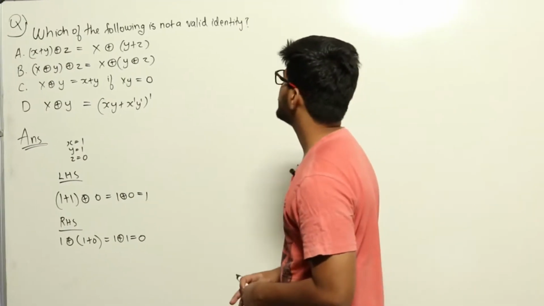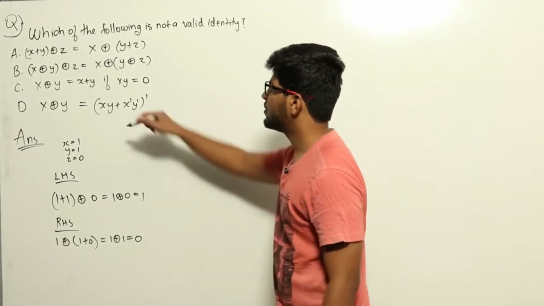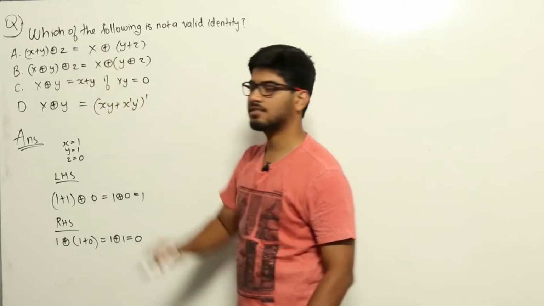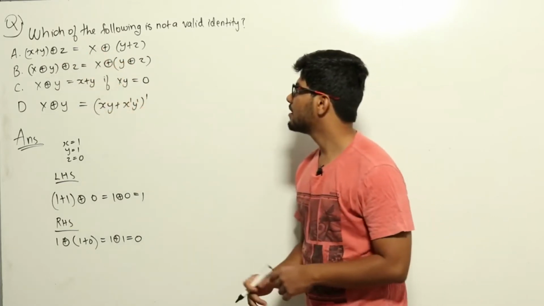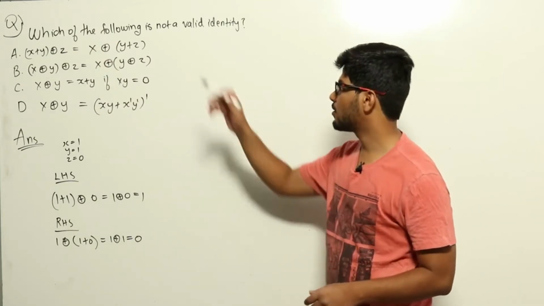Which of the following is not a valid identity? 4 options are given here. So we need to find out among these options which of these given in LHS and RHS are not equal. So this is a question coming from digital logic design regarding XOR operator.